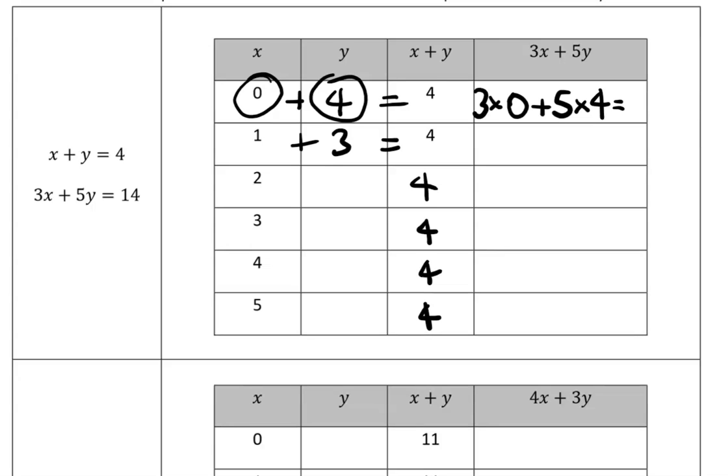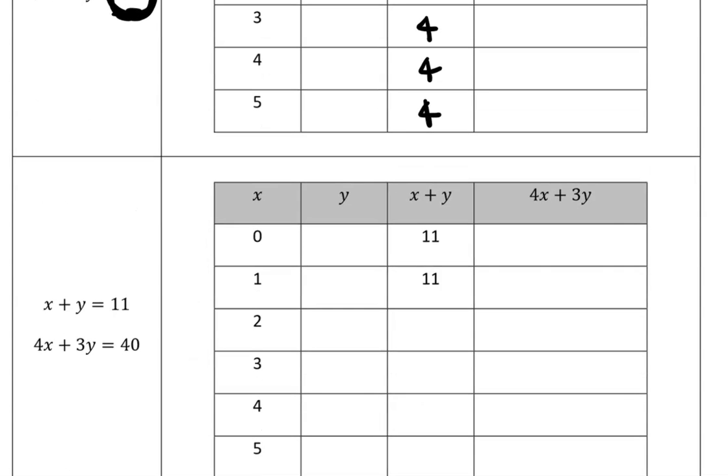Okay, then you can substitute these x and y values in over here where you have 3 lots of x. Now 3 lots of x is 0, so 3 times 0 plus 5 times y, in this case y is 4. Work out what that equals. 3 times 0 is 0 plus 5 times 4 is 20. 0 plus 20 gives me 20. Now what do you need it to equal? You need it to equal 14. So you need to find the pair of numbers that when I put it into this equation, 3x plus 5y, it equals 14. Okay, off you go.